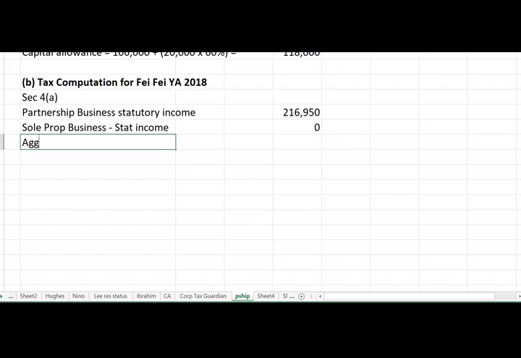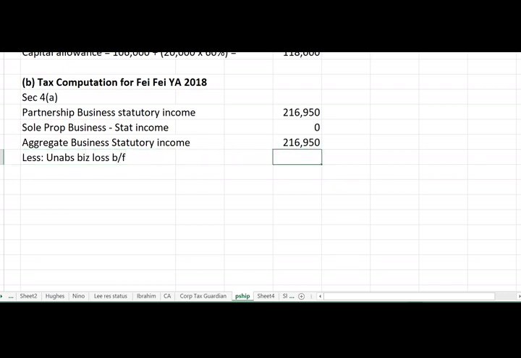Okay, now this is my aggregate business statutory income. So what's the purpose of doing that is to minus your unabsorbed business loss brought forward. Now that loss, right, is given to be 10,000.